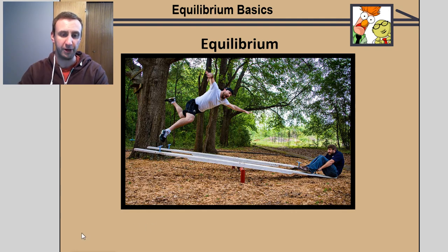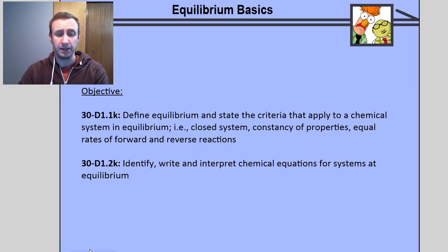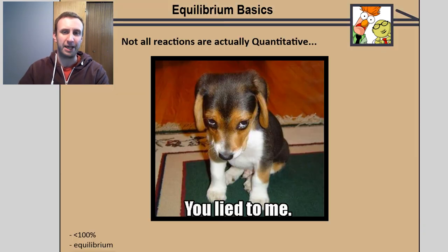So first of all, these are the objectives we're covering today. We're going to define equilibrium and state the criteria that applies to a chemical system in equilibrium. And we'll talk about all these things after, and then also identify, write, and interpret chemical equations for systems at equilibrium. So we're going to learn as well what kind of symbols and stuff we can use to represent the fact that we have a chemical equilibrium.